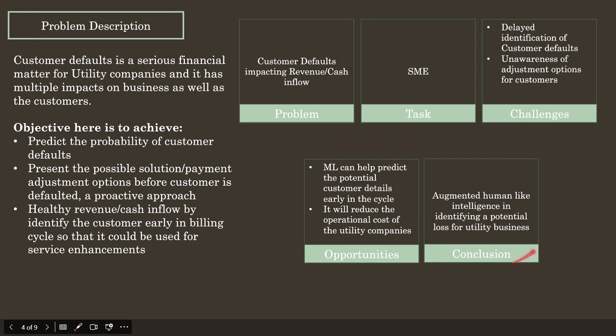So what's the conclusion? The conclusion will be an augmented human-like intelligence to identify the potential loss for the utility business.